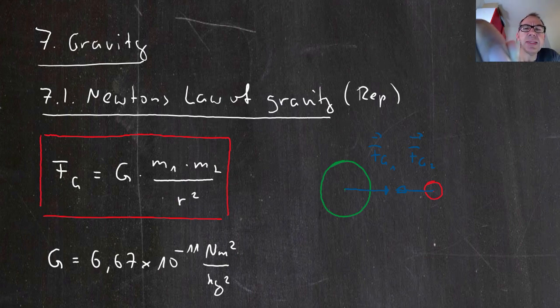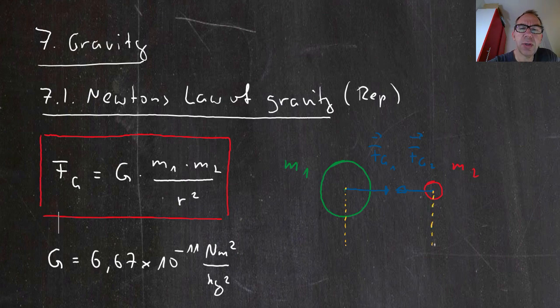So gravity depends on the mass of the two objects, m1 and m2, and also on the distance of these two objects, which is referred to as r. R, be careful, is always the distance from the center to the center of the object. So this here is going to be r. It's the distance between the centers of mass. And the force is then proportional to the inverse of r squared.